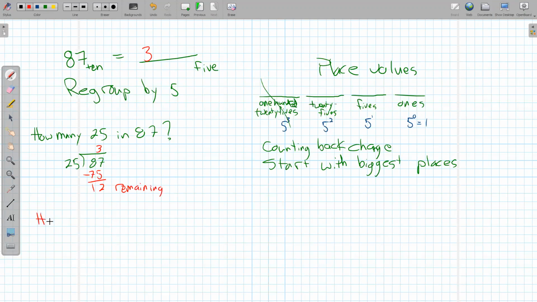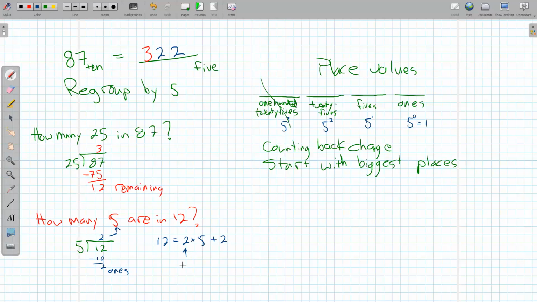So then I ask myself, okay, what about the remaining stuff? So that would be how many 5s are in 12? That's the same thing as saying, how many times does 5 go into 12? It goes in twice. 2 times 5 is 10, subtract, and there's 2 left over. And I'm out of places now, so those must be my 1s. So there are 2 5s in 12 with 2 left over. These are my fives, and my ones.